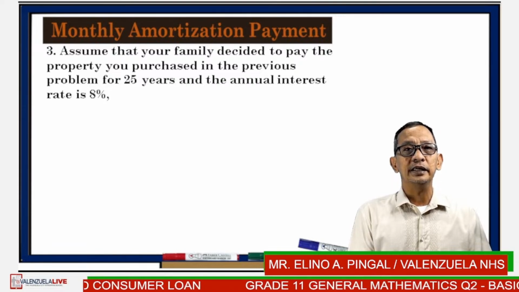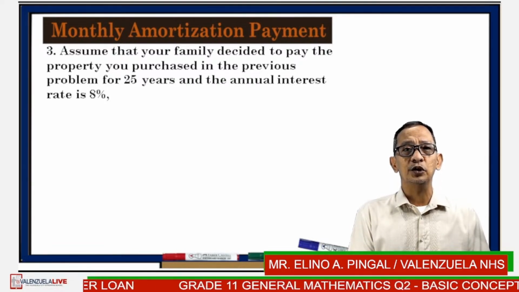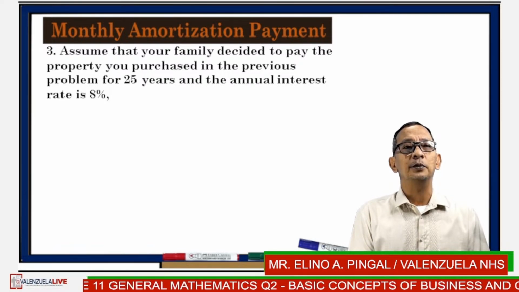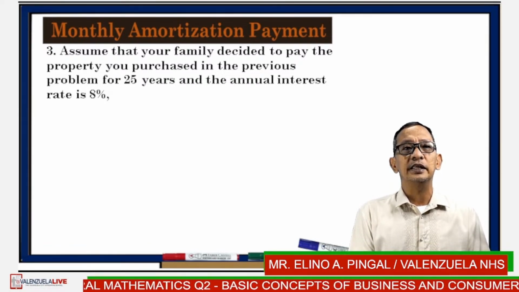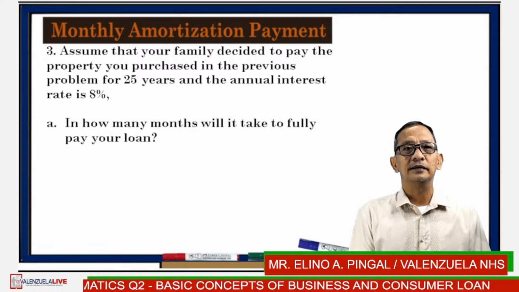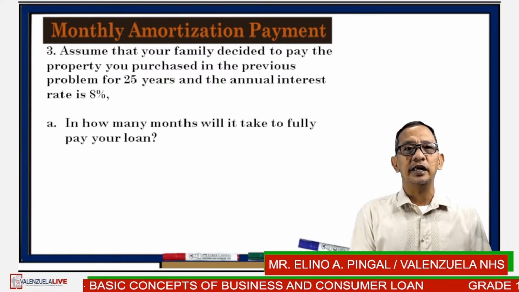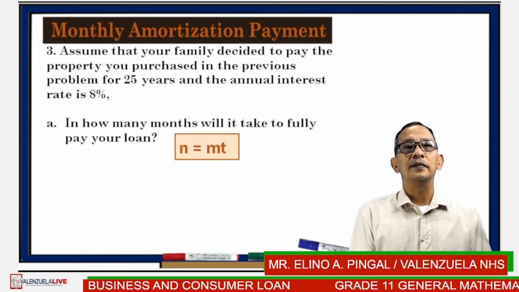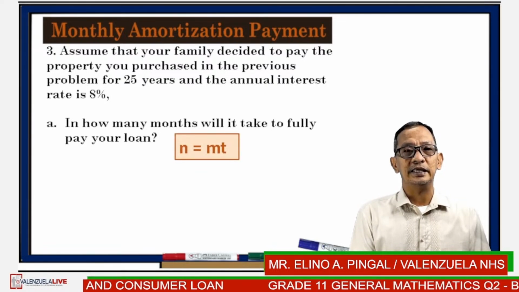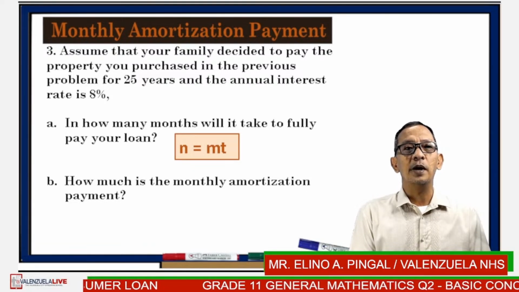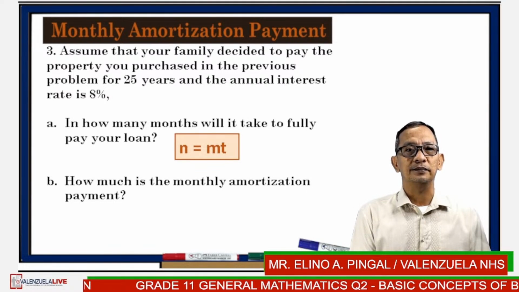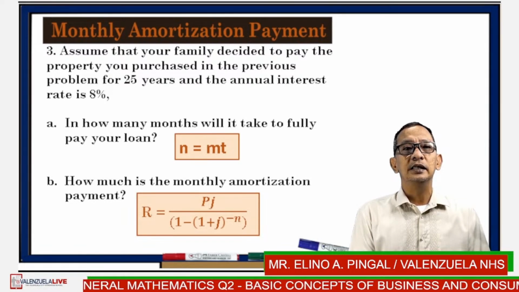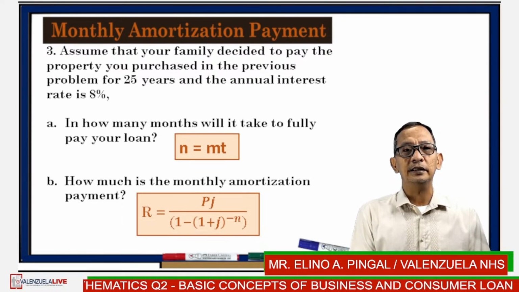For problem number 3, referring to problem number 2. Assume that your family decided to pay for the property you purchased in the previous problem for 25 years and the annual interest rate is 8%. A, in how many months will it take to fully pay your loan? N is equal to M times T. B, how much is the monthly amortization payment? That is R is equal to PJ all over 1 minus the quantity 1 plus J raised to negative N.